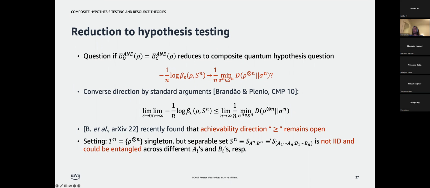However, the set of separable states here is unfortunately not of the form that I talked about in the first part of my talk. The reason is, even though these states are separable between all the A's and all the B's together, they might be entangled across the different A's and the different B's. So that's why this is not an IID setting, and we cannot just use these results I presented before. Nevertheless, it might still be that we have a similar type of regularized relative entropy of entanglement formula that quantifies this hypothesis testing problem.